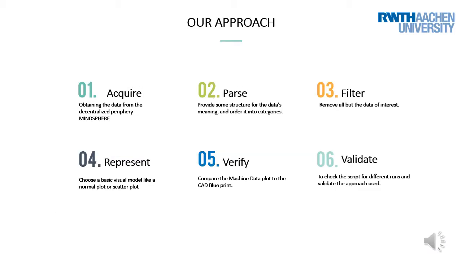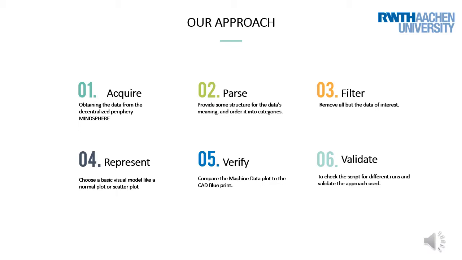Our approach for this idea involves 6 steps, starting with the acquisition of data, where we obtain the data from the decentralized periphery, such as the MindSphere or even the machine directly. The second would be giving a structure to the data, which is data parsing. The third would be filtering the data, which is extracting only the relevant data that we need.